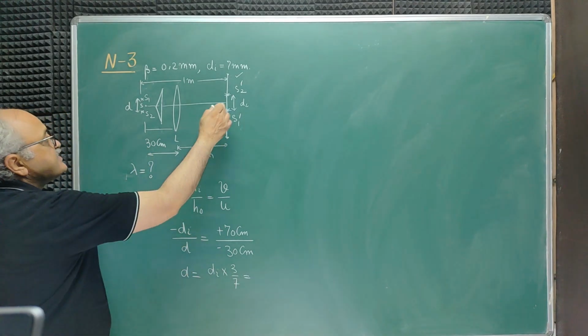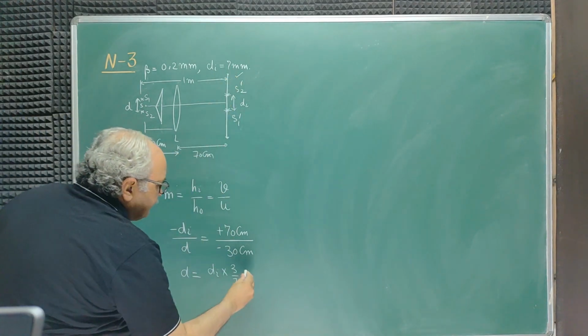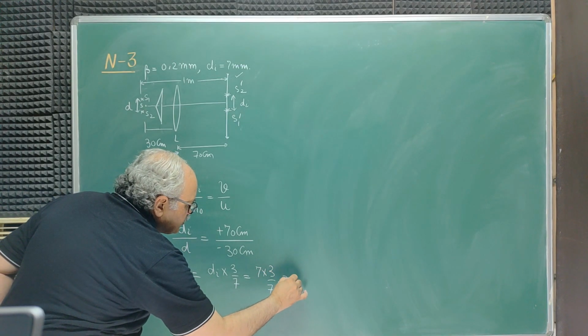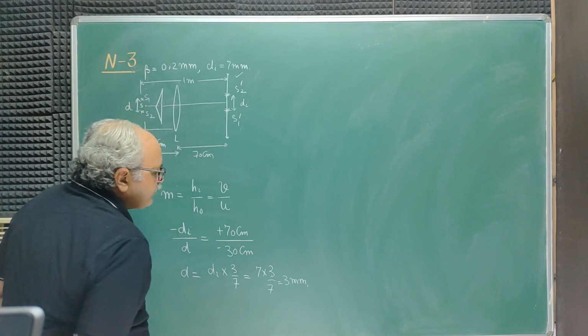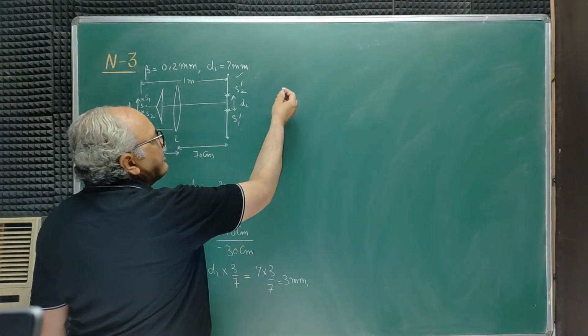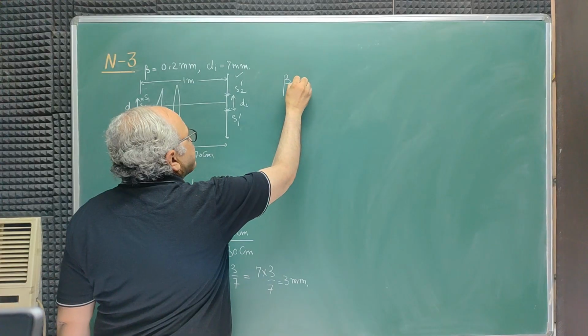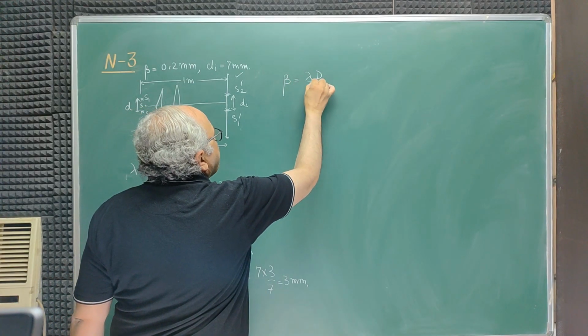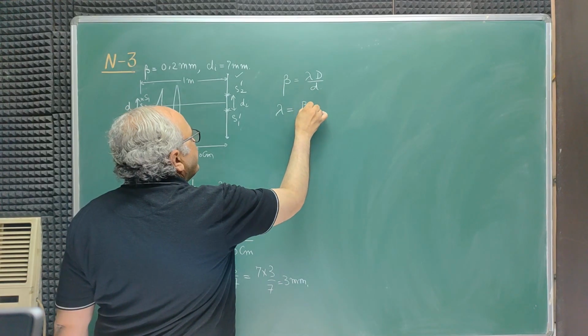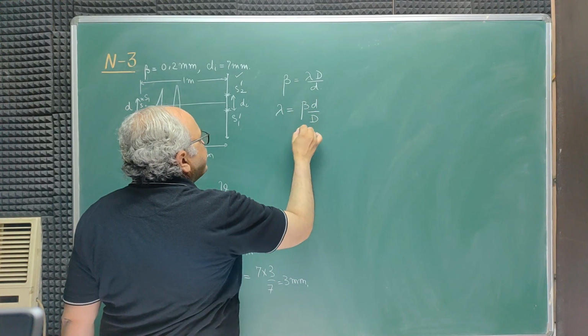Since d_i given is equal to 7 mm, so 7 multiplied by 3 by 7, this is equal to 3 mm. Once this is known to us, we can easily find out the wavelength from the expression for the fringe width, which is equal to capital D by small d. So wavelength from here is equal to beta d divided by capital D.